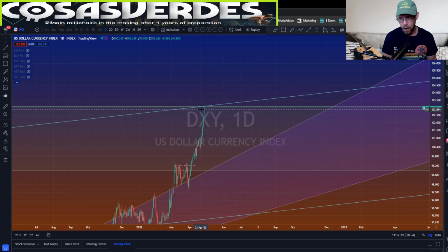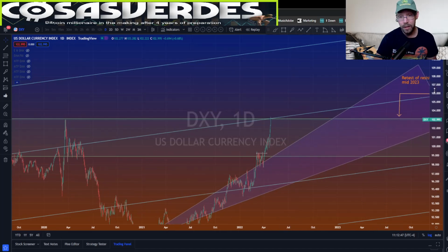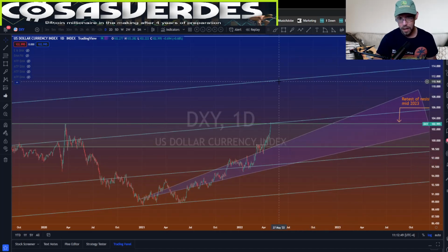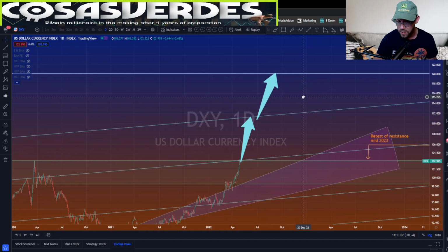It might hit 120 before the dust settles, and that would be Bitcoin under 20K easily. As that happens, it'd probably hit 110. So the next origin line for this is about 111, and then the horizontal 120 would be next. So it'd chop around there, but it could race up to 120 this year.